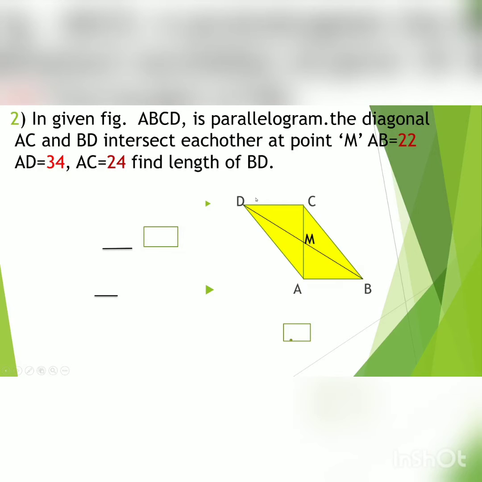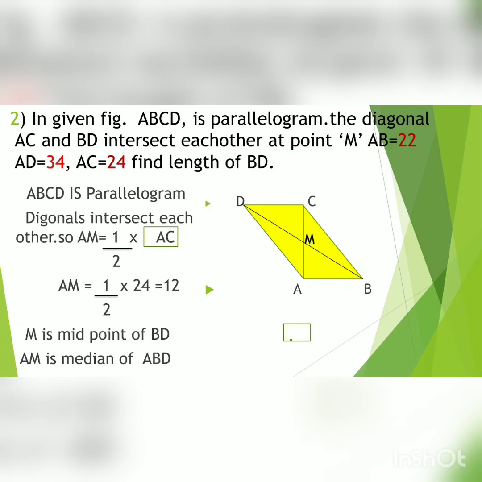Now see in this figure, ABCD is a parallelogram. In the solution activity, ABCD is a parallelogram, right? So we draw the parallelogram ABCD. AC is a diagonal of ABCD and BD is also the second diagonal of ABCD. Both diagonals intersect at point M.